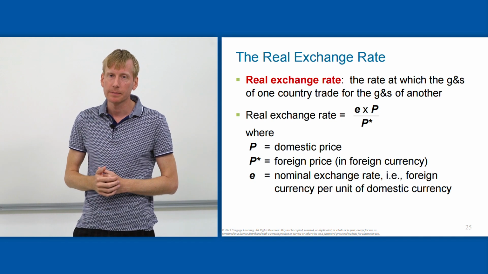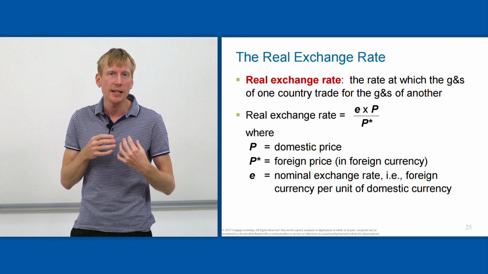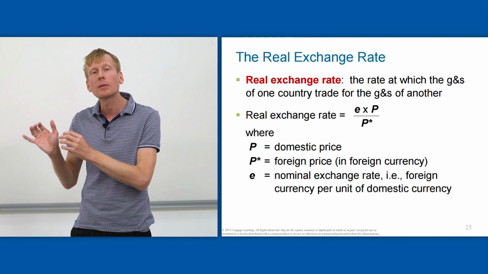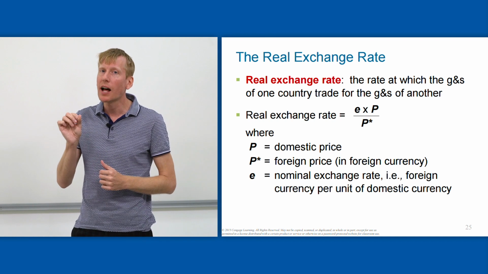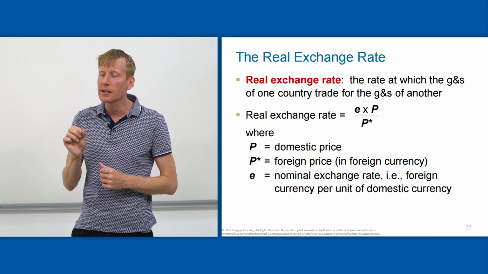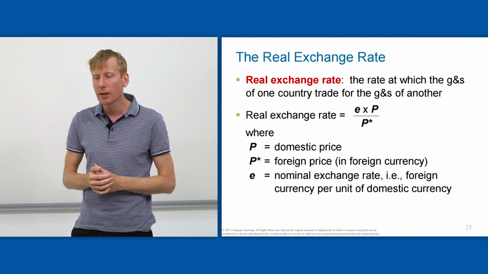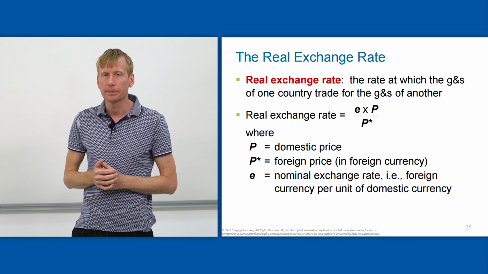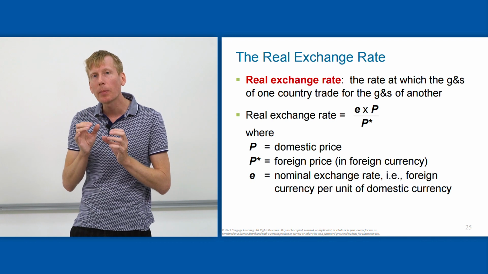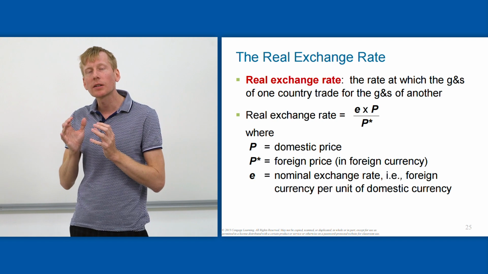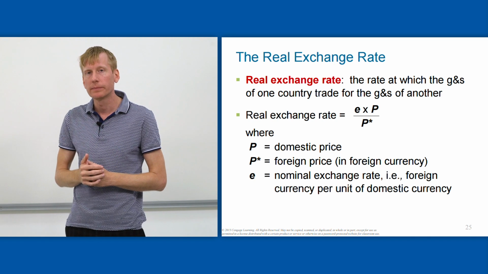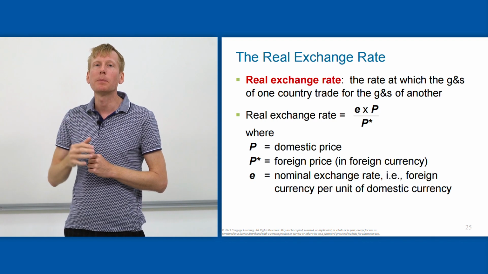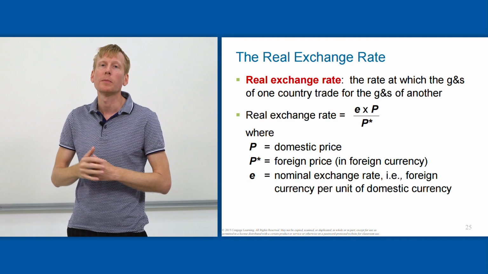nominal exchange rate. But note, if you want to buy things in the United States, you need to buy them with dollars. If you want to buy things in Japan, you need to buy them with yen. So the actual nominal exchange rate is important, and it does play a role. That nominal exchange rate is E in our real exchange rate calculation. And then E, the nominal exchange rate, is multiplied by a price ratio, P, the domestic price, divided by P star, the foreign price.